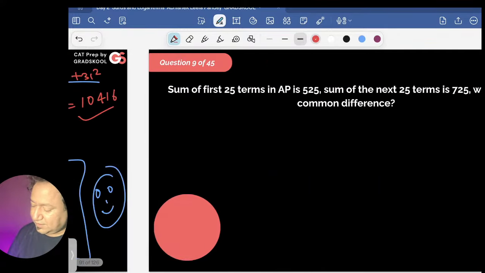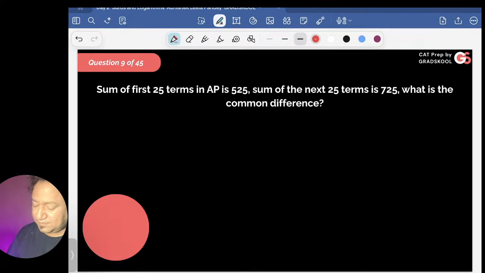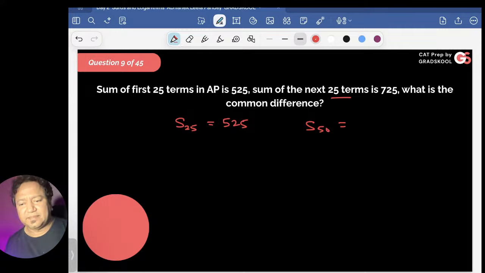Let's move ahead. Sum of first 25 terms in an AP is 525. Sum of next 25 terms is 725. What is the common difference? Okay, first 25 terms. So S25 is 525. Next 25 is this. So I can write S50 is 1250. Can I write that? This makes it simpler.